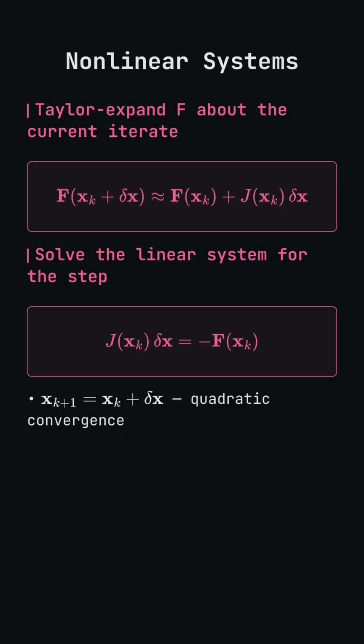Like scalar Newton-Raphson, convergence is quadratic near the solution. EES builds and solves the Jacobian internally. You just write the equations.